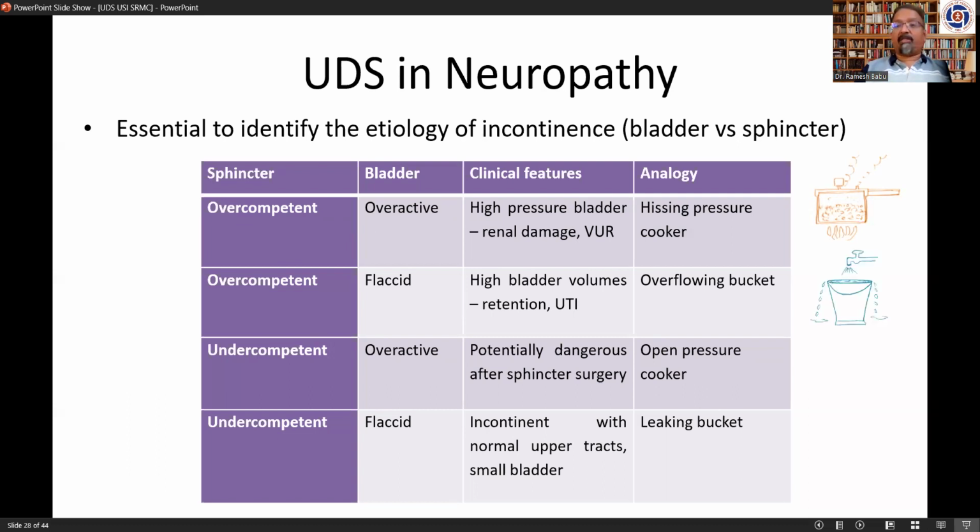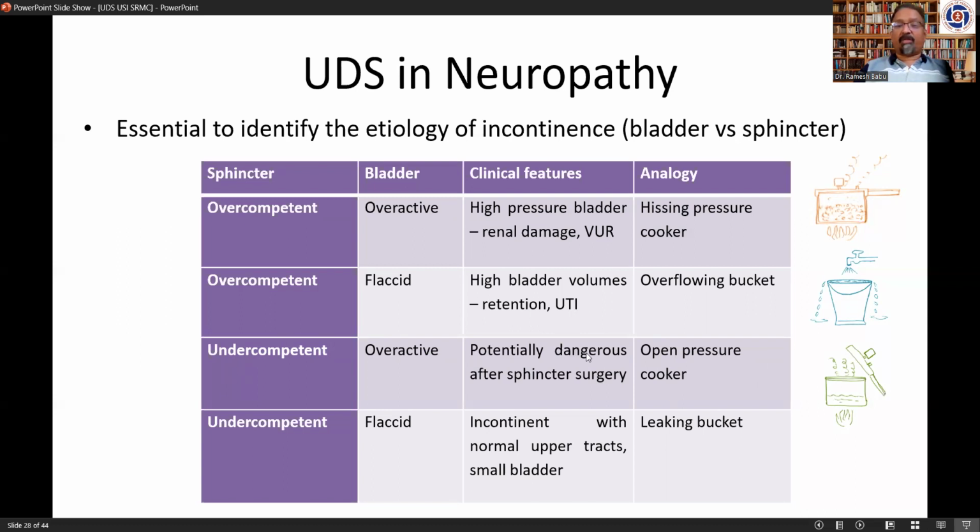Whereas if we have only the sphincter, which is incompetent, and the bladder is flaccid, so you have a leaking bucket. So they have retention, leakage, UTIs, but the kidneys are relatively okay. Now, you have an incompetent sphincter and an overactive bladder. So this is like an open pressure cooker. So the bladder is okay because the sphincter is leaking.